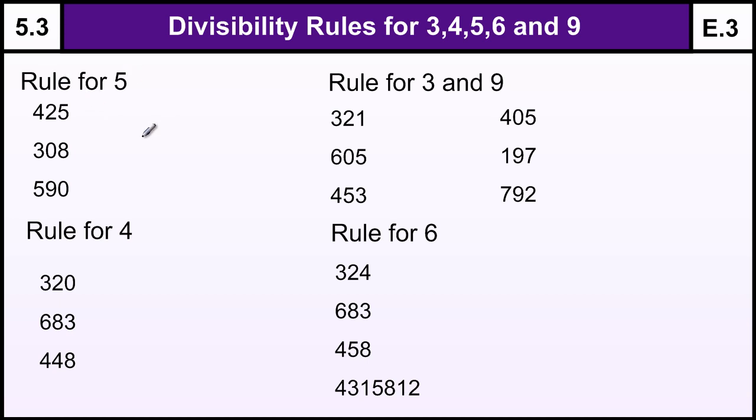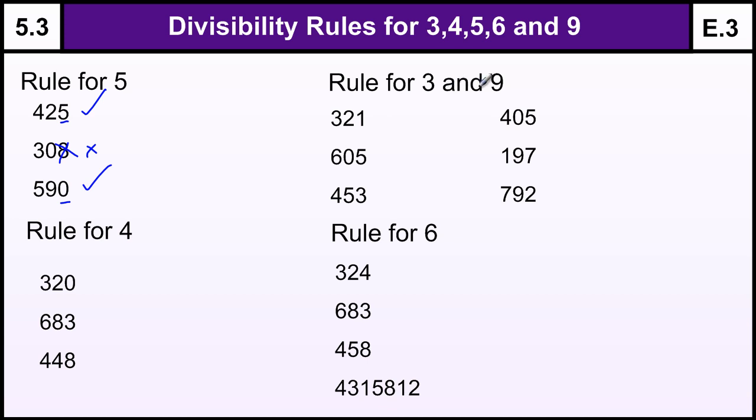Now, the divisibility rule for 5, you should be familiar with this one. If it ends in a 5 or a 0, then 5 will go into it. But if it ends in anything else, an 8 for example, then it won't go into it. So those that end in 5 and 0 are divisible by 5, and those that end in 8 are not.